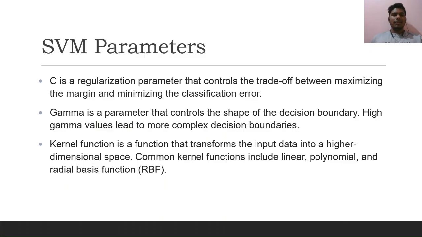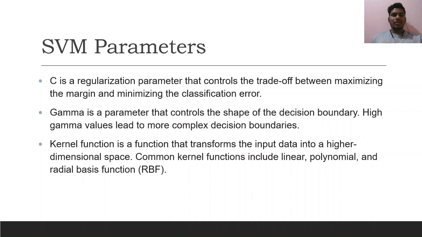Next we have the SVM parameters. C is a regularization parameter that controls the trade-off between maximizing the margin and minimizing the classification error. Gamma is the parameter that controls the shape of the decision boundary.